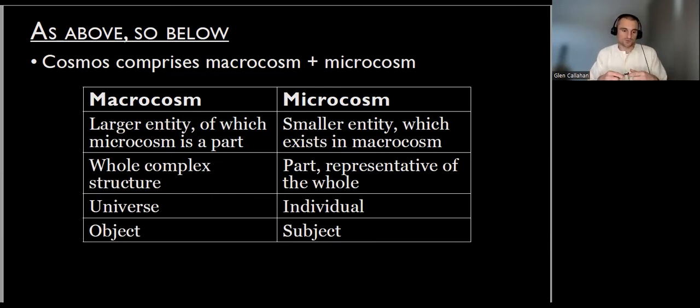The macrocosm refers to the large entity of which the microcosm is a part. The microcosm refers to the smaller entity which exists within the macrocosm. So the macrocosm is a whole, it's the totality, it's a more complex structure. The microcosm is a part of that. Importantly, the part is a representation of the whole. So that when you look at the microcosm, what you're seeing there is a representation of the macrocosm. So the universe is the macrocosm, the individual is the microcosm. The macrocosm is the object, the microcosm is the subject.